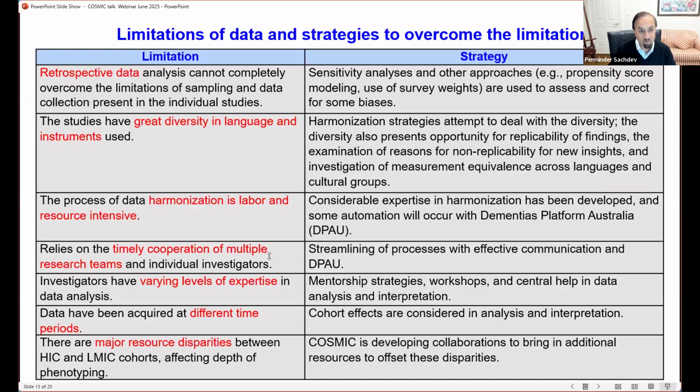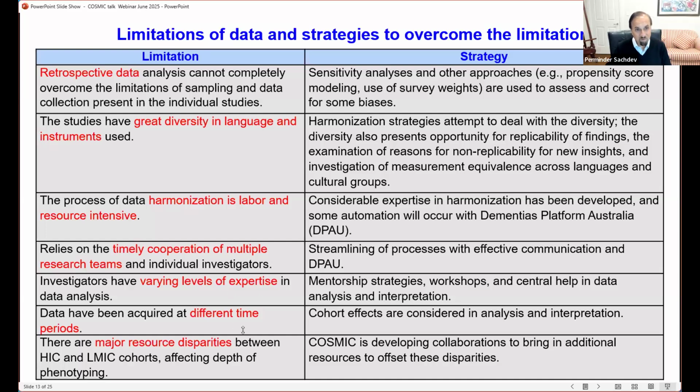We need timely cooperation of multiple research teams, and we've had very generous contributors from around the world, but still there are many studies that do not have the resources to provide the data that we need. There is varying level of expertise in different research teams. Some research teams are actually now disbanded and moved on to other things, and there are no custodians of data who can actually delve into the data.